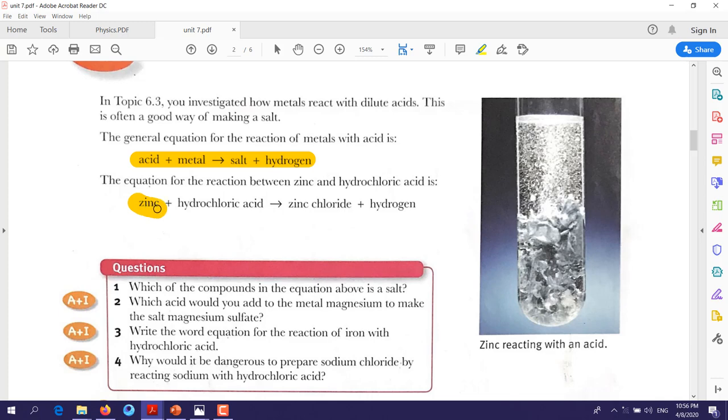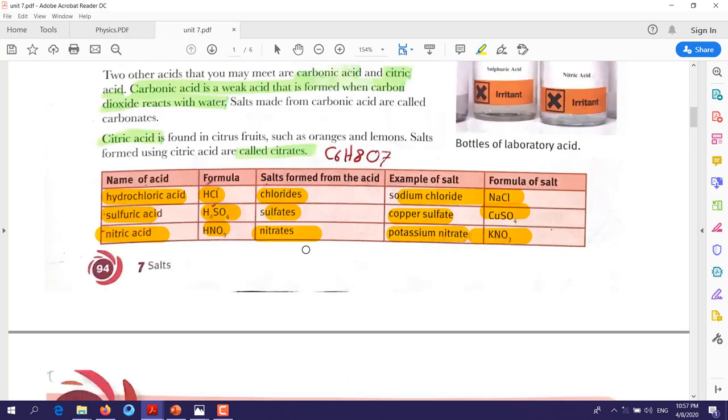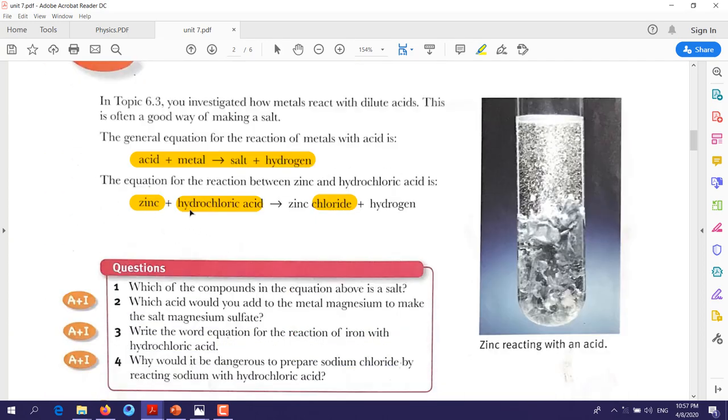Here, let's take an example. Zinc is an example of metal. Hydrochloric acid is an example of acid. Now, when you have metal reacting with hydrochloric acid, the name of the salt will be what? It will be chloride, as we saw here in this table. Any metal reacting with hydrochloric acid will produce chloride. So here zinc plus hydrochloric acid will form zinc chloride, and the gas released we call hydrogen.